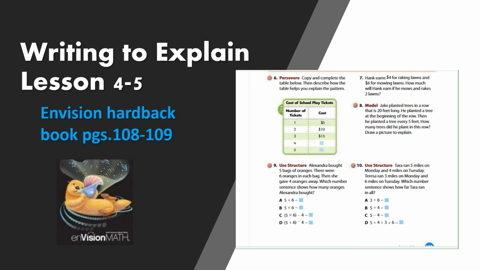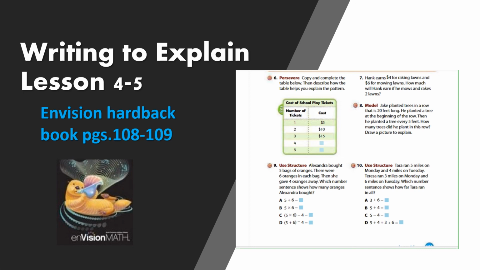Number 9, Alexandria bought 5 bags of oranges. There were 6 oranges in each bag. Again, think about a visual. Draw yourself a picture. Then she gave 4 oranges away. Which number sentence shows how many oranges Alexandria bought? So think about the question. Which number sentence shows how many oranges Alexandria bought? Again, it doesn't say how many she has left now. It's how many she bought. So make sure you're paying very close attention to the question.